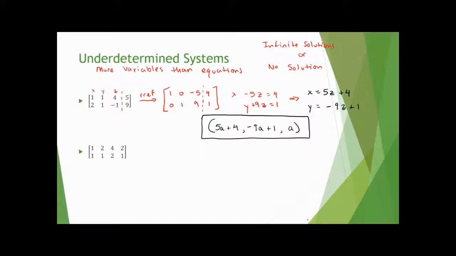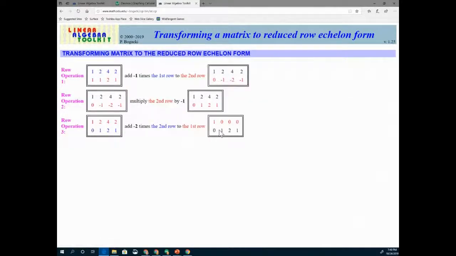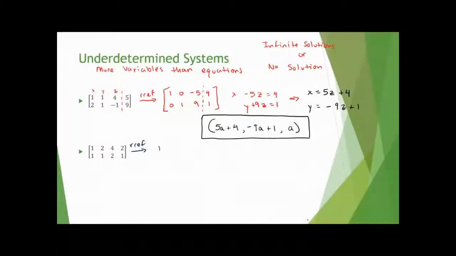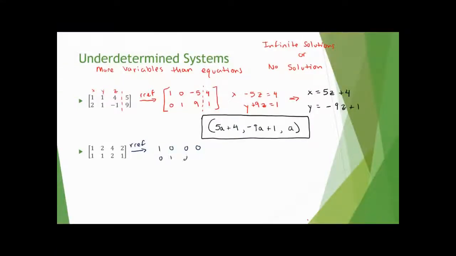So now let's take a look at this next one here. And again, I'm going to do row reduced echelon form. So this one I have 1, 2, 4, whoops, not 45, 4, 2, 1, 1, 2, 1. Okay. And now I have this matrix, 1 and then all zeros, and then 0, 1, 2, 1. So I have 1, 0, 0, 0, 0, 1, 2, 1.